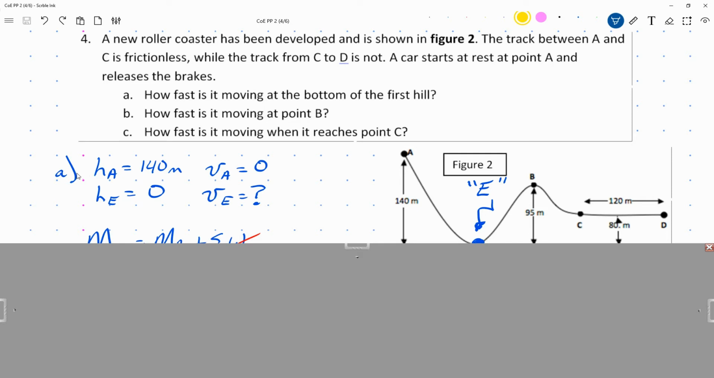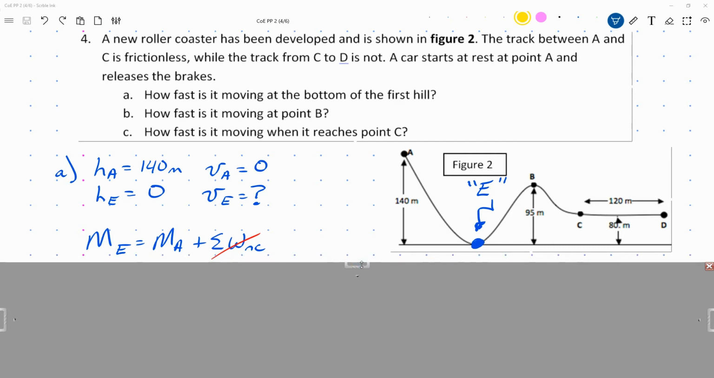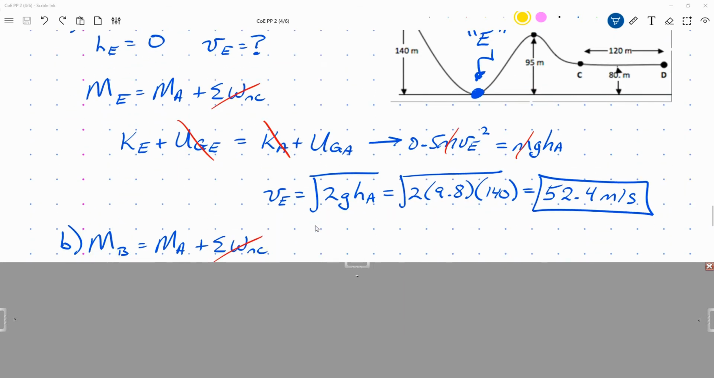So part A, listing off the information given, the height and speed at A is known. I added a point C just for clarification here because part A is asking us about the bottom of the first hill. Now that wasn't labeled in the original diagram, so I just slipped it in. We already had an A through D, so I know it's out of order, but I'll just call that point E. So the mechanical energy at E equals the mechanical energy at A plus, allowing for the possibility, work done, but there wasn't any this time. And you know the drill from here. It's very, very straightforward.